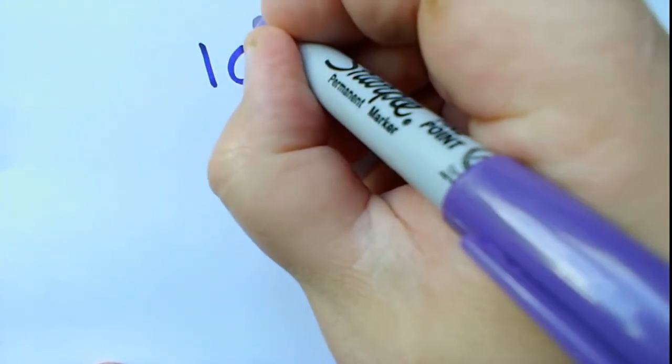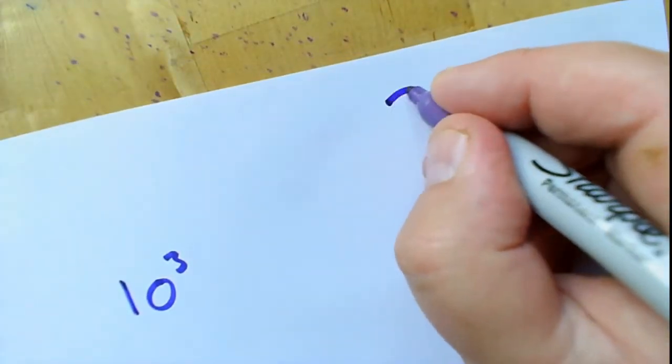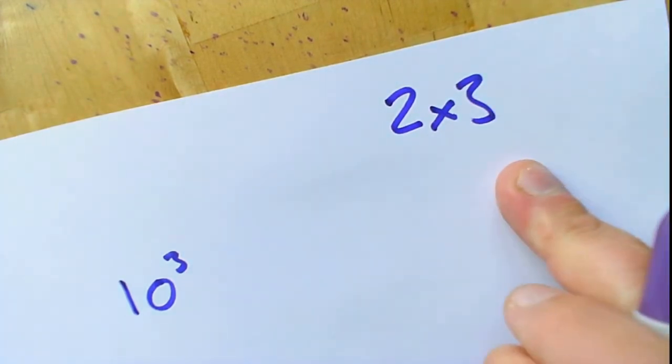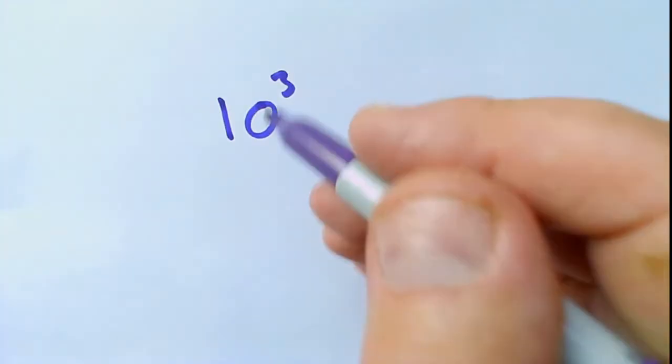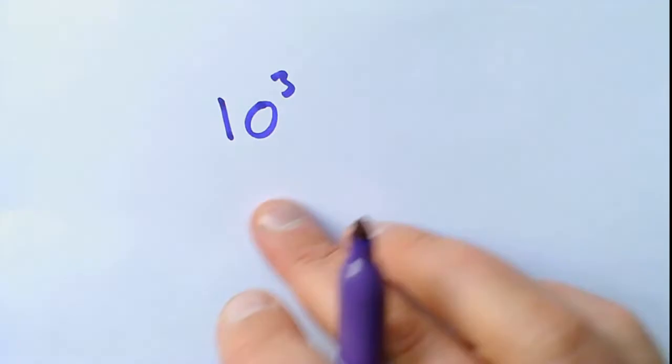This expression here is called a power. The entire calculation is called a power, just in the same way as if we had 2 times 3, that entire thing is called a multiplication. This is called a power, and the little number there is called an index. Some people call them powers as well. I like to call the whole thing a power, and then this number here an index or exponent.